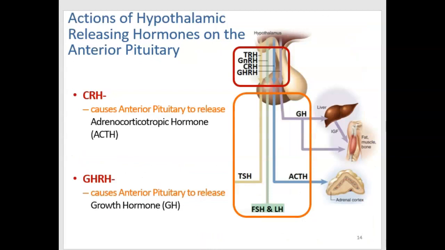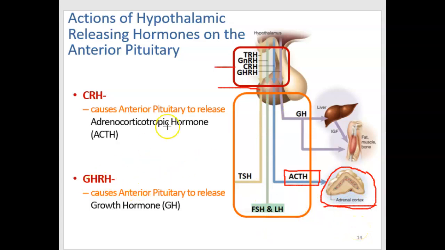Okay, there's 2 more hypothalamus hormones. One is corticotropin releasing hormone. It will act on the anterior pituitary and cause the anterior pituitary to release a tropic hormone. It's going to be tropic to a cortex, the adrenal cortex. So this is called adrenocorticotropic hormone. That is what is made by the anterior pituitary, and ultimately it acts on the adrenal cortex.